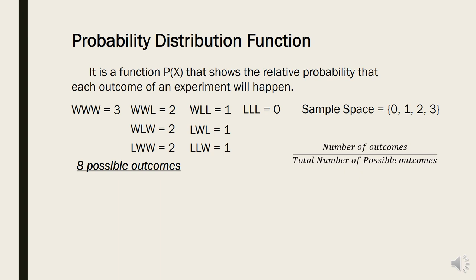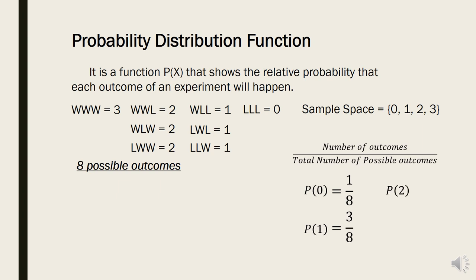Now, what if we are going to find the probability that the team will never win? So we will use P of 0. 0 represents that the team will not win. Since out of 8 outcomes, there is only one outcome that the team will not win, we have 1 over 8 or 1/8. Then P of 1 means the number of outcomes that the team will win once. There are 3 out of 8 or 3/8.